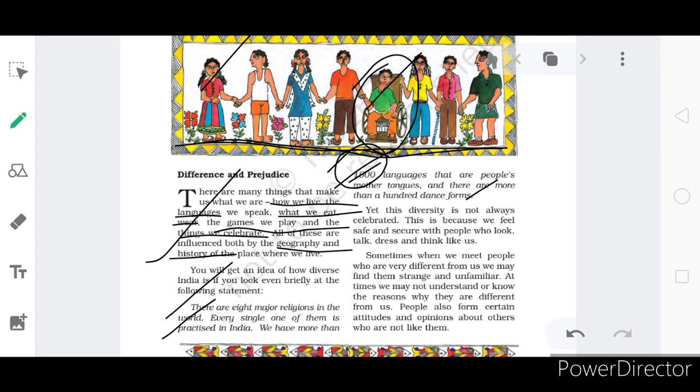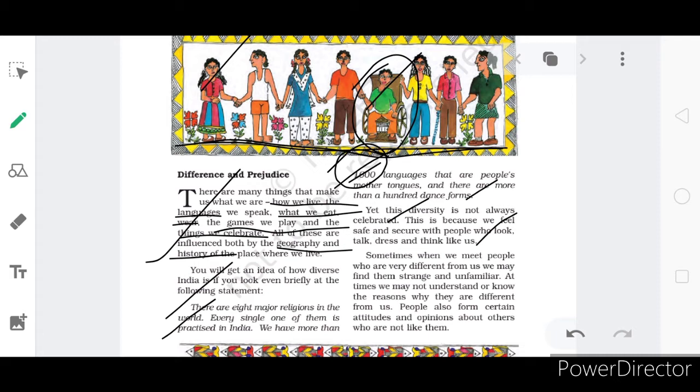Yet this diversity is not always celebrated. This is because we feel safe and secure with people who look, talk, dress, and think like us. So what happens if I go to some place, say Bangalore, and I meet an Assamese friend? I'll feel secure. I'll be happy to meet her because her language and my language are the same. It means that we belong to the same state.